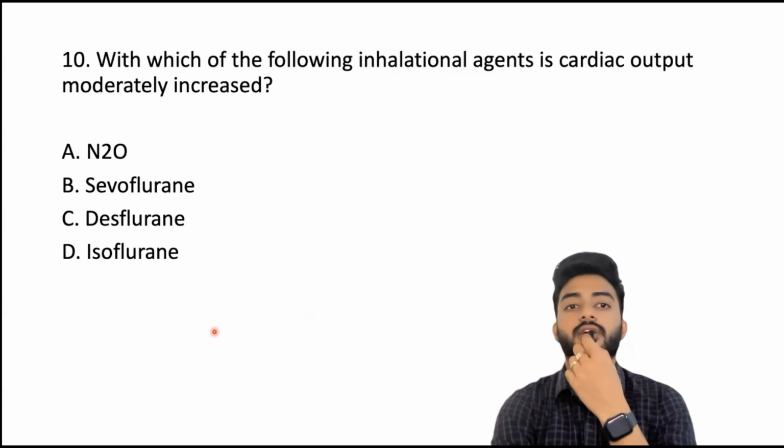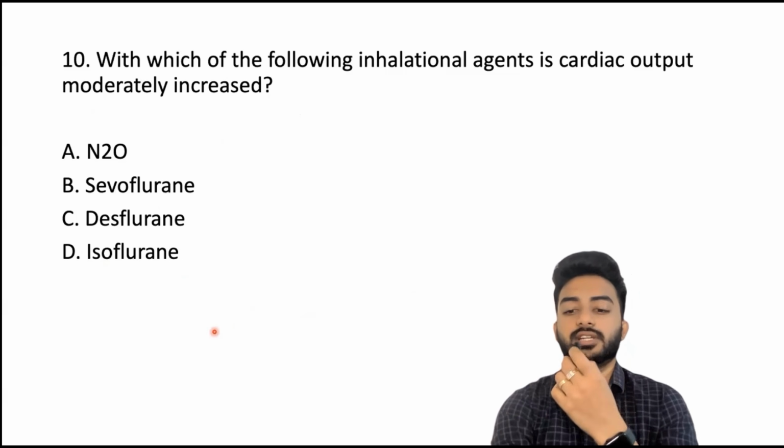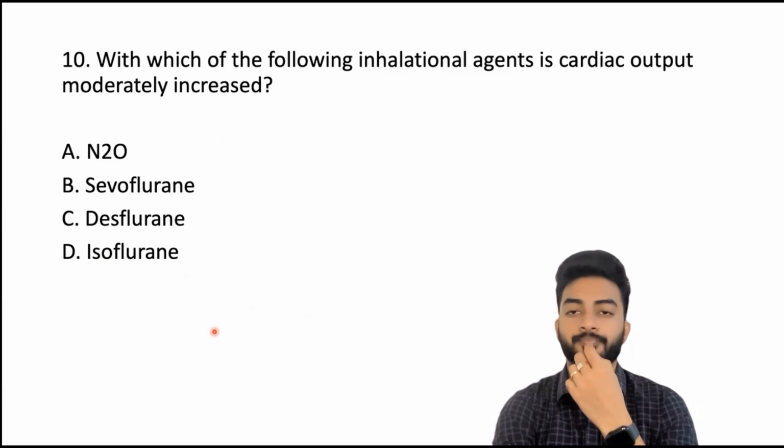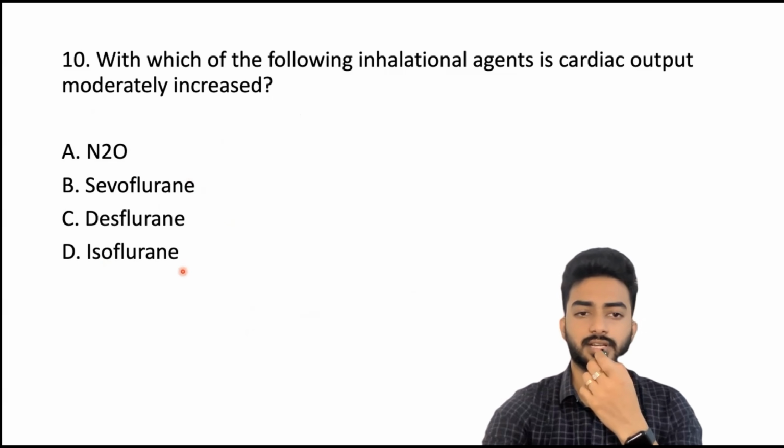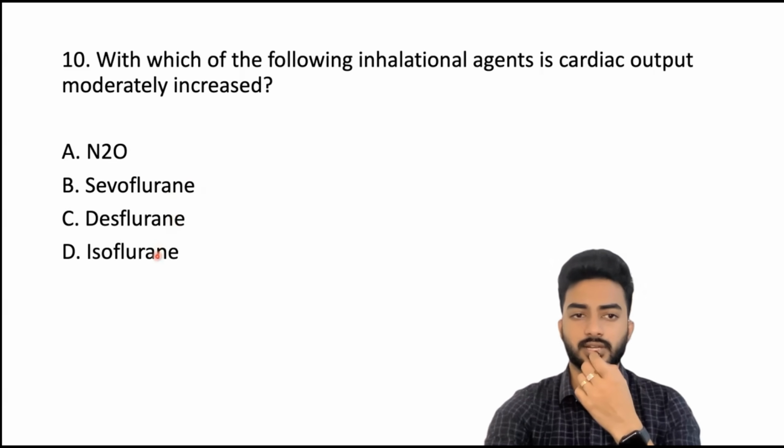Question number 10. With which of the following inhalational agents is cardiac output moderately increased? Option A, nitrous oxide. Option B, sevoflurane. Option C, desflurane. Option D, isoflurane. So if you see in this question, all these agents are modern volatile anesthetics, that is sevoflurane, desflurane, and isoflurane.